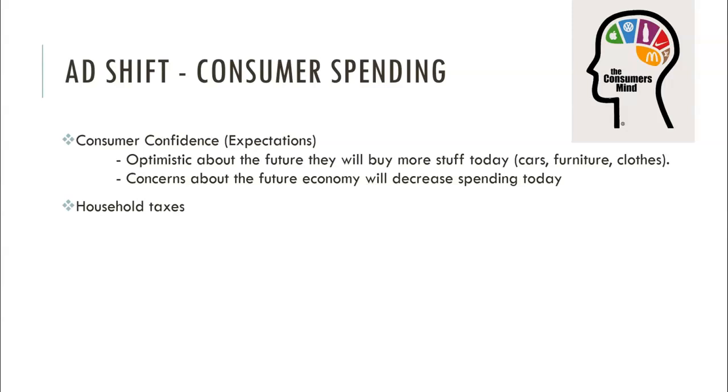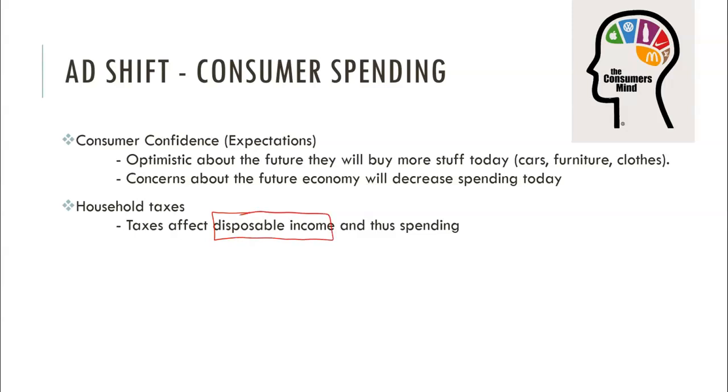Household taxes are also going to shift aggregate demand. This affects the consumption portion as well. Taxes affect disposable income, right? If you remember from our national accounts slide a couple chapters ago, disposable income is the money that people actually have to spend. So after taxes are taken out, how much money do you have left?